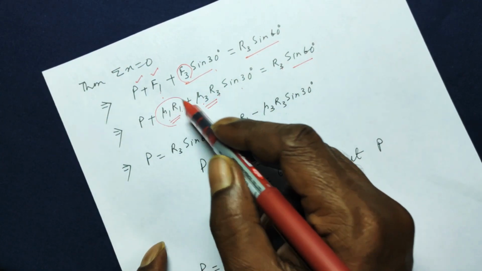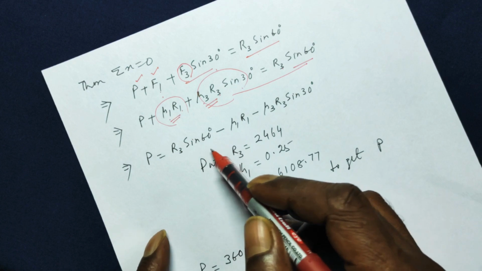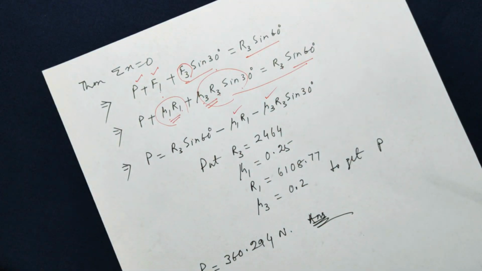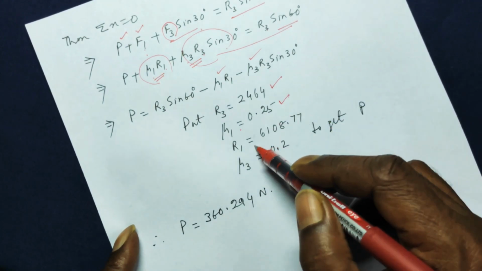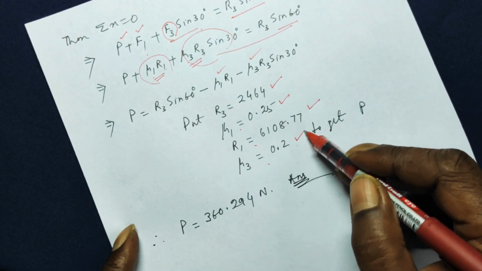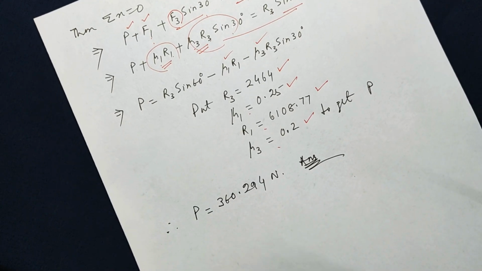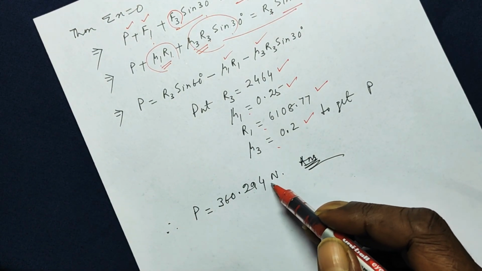Now take these two terms to the right hand side, they will be subtracted, and now put the values. Put the value of R3 which we calculated, mu1 is known, R1 is calculated, mu3 is known, to get P equal to 360.294 Newton.